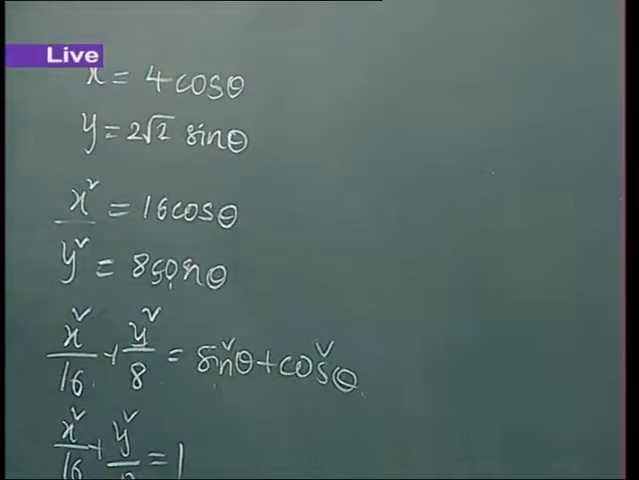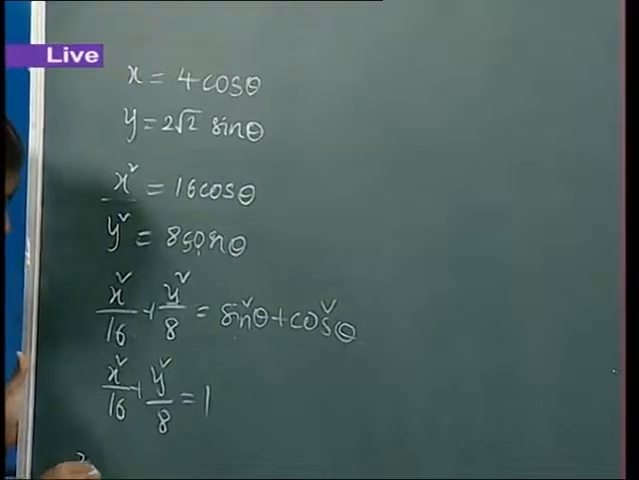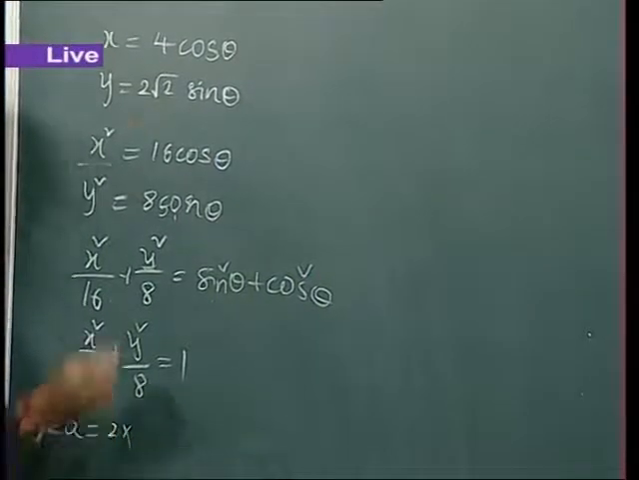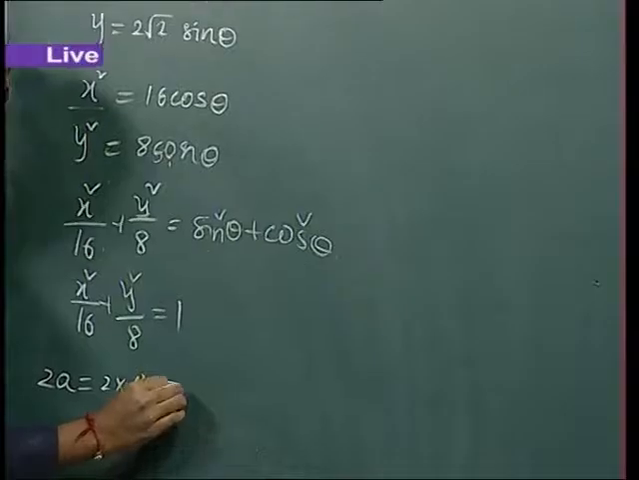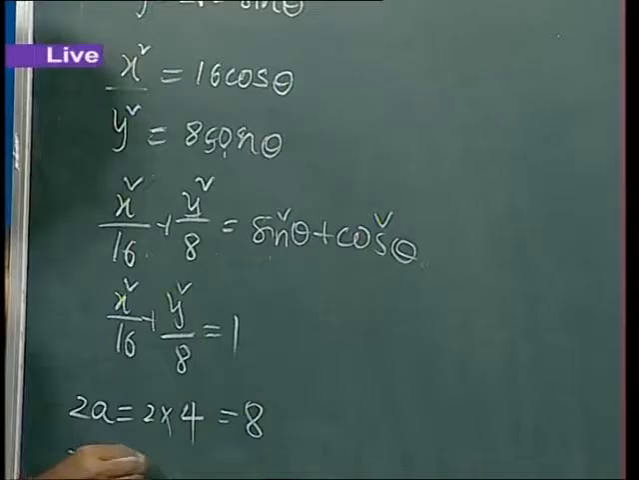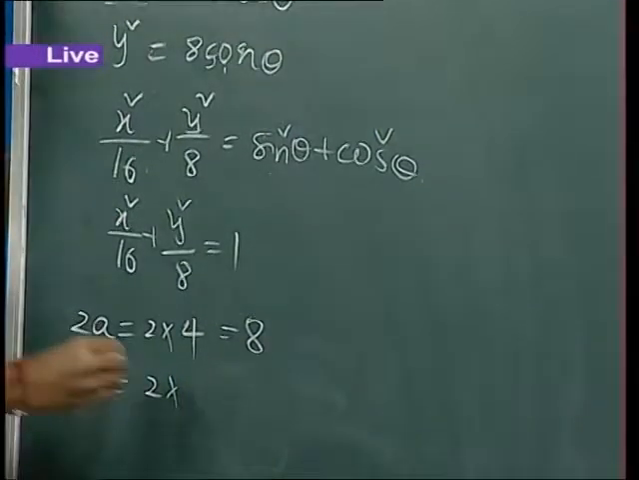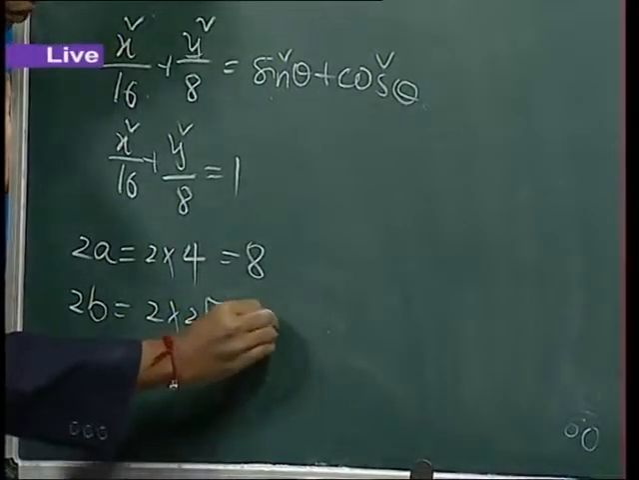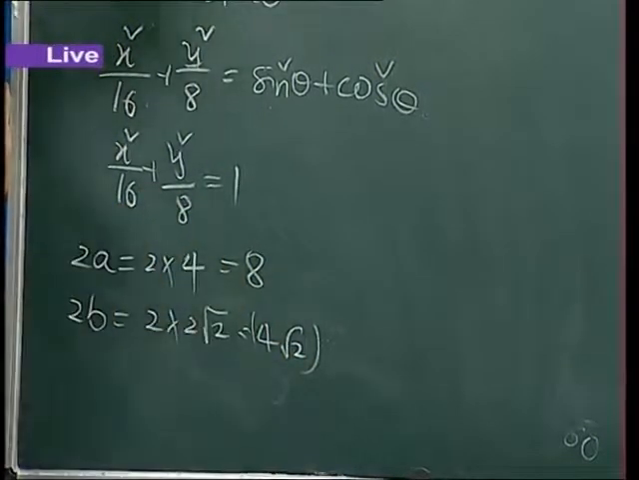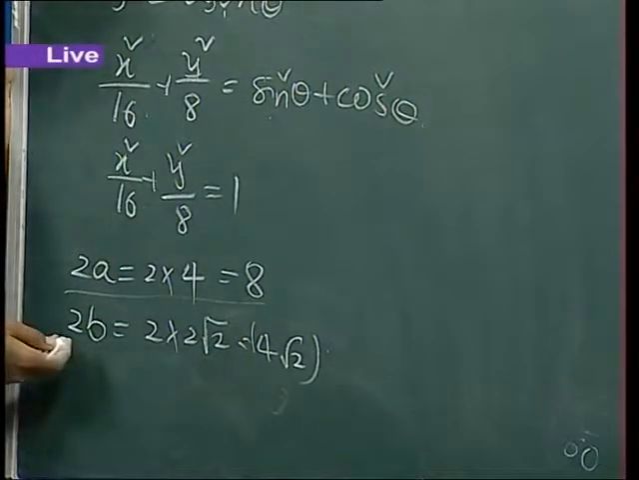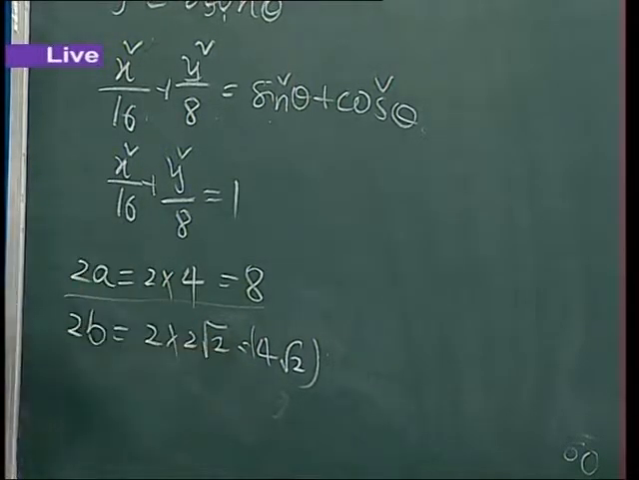Okay, now we are going to find the major axis, semi-major axis and minor axis. Here, what is the formula for the major axis? Here, 2a. What's the value of a here? 4. 2 into 4 is equal to 8. Okay, we are going to find the minor axis. Here, 2b. What is the value of b here? 2√2. Okay, friends, 2 into 2√2, then we get the value 4√2. Okay, friends, here the value of the major axis is 8 and the value of the minor axis is 4√2.